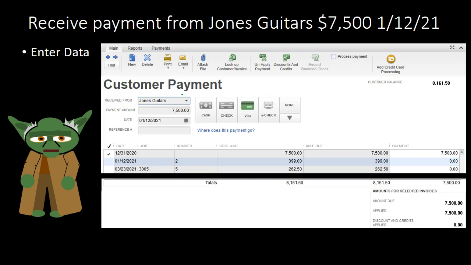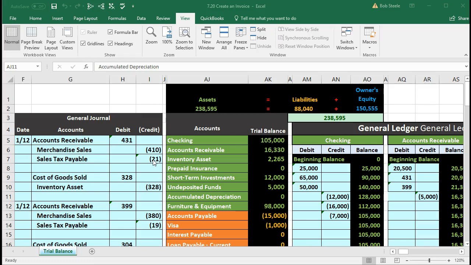This is the type of transaction we may not fully see when we enter the data here. This is the transaction needed in order to create the financial statements. This is the transaction we'll see in more detail as we record it in our Excel workbook. Here is our Excel workbook.